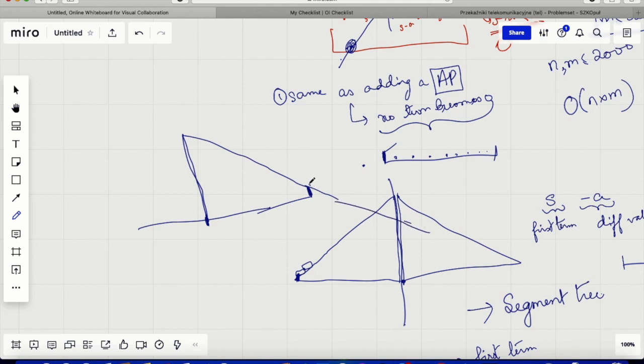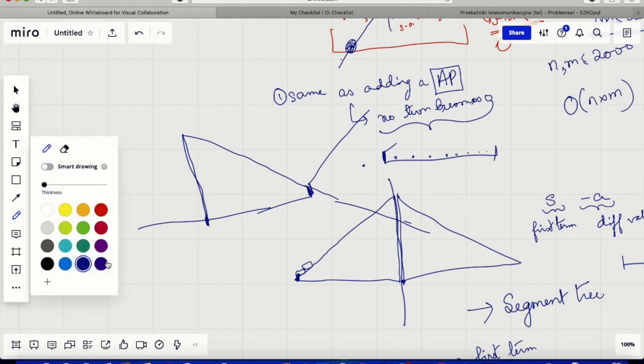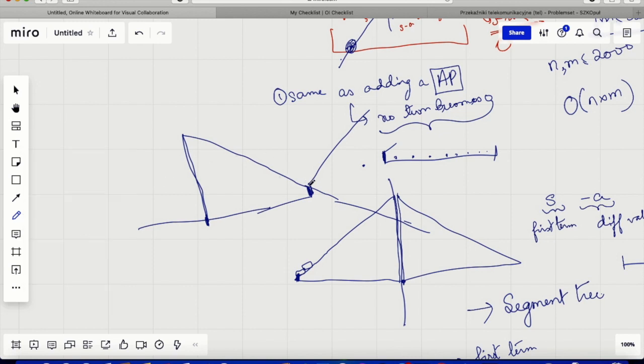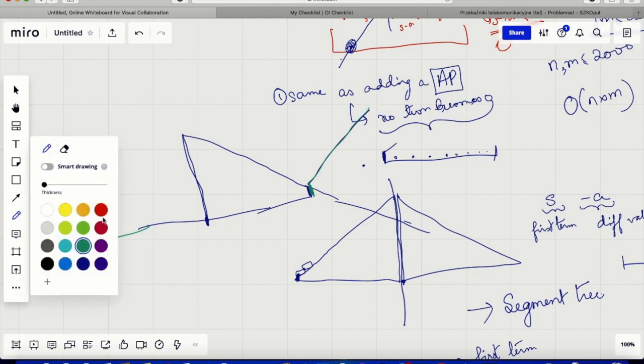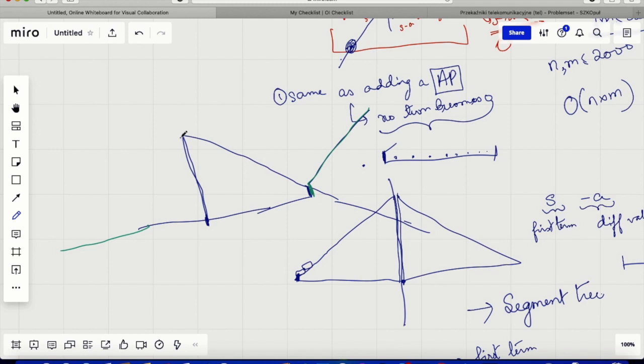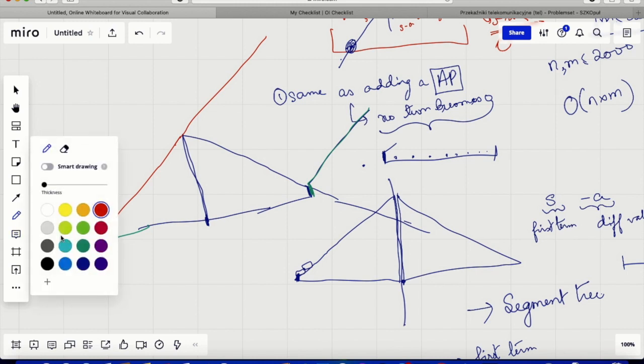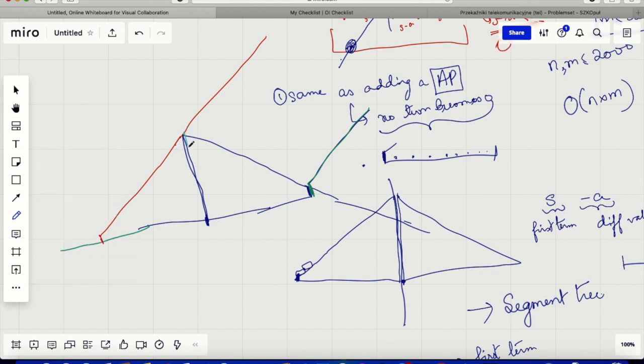You have to add an infinite AP like this. Let me use a different color. So you have to add an infinite AP like this. Then you have to add an infinite AP like this, and you have to add an infinite AP like this.